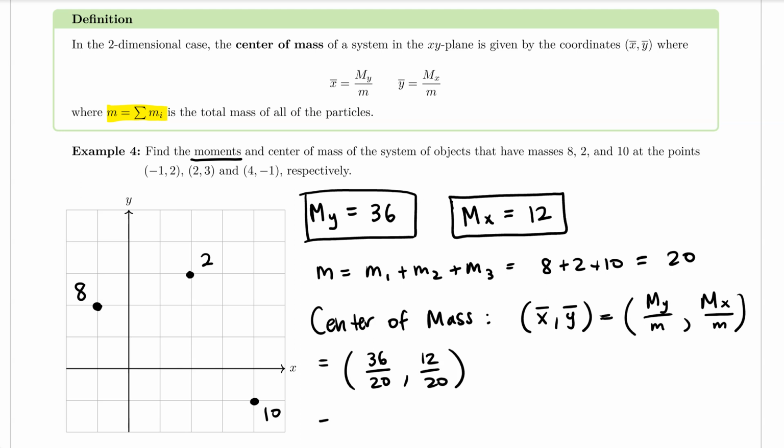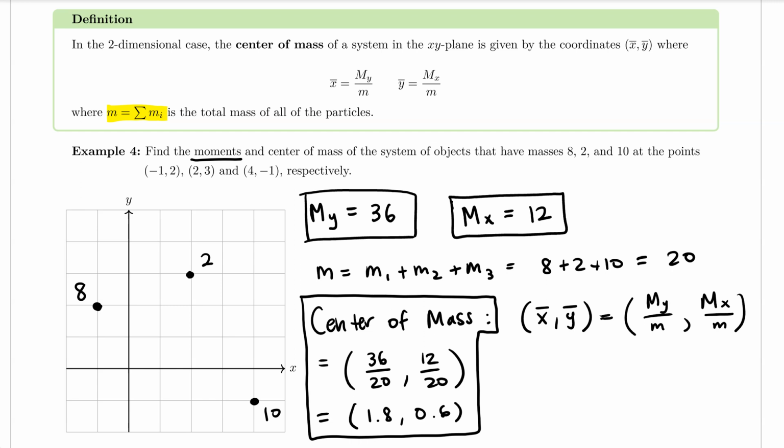And it'd probably be helpful to rewrite that in decimal form. So that's equivalent to 1.8 comma 0.6. So this here is our center of mass. I'm going to go ahead and plot that on our system now just so that we could have a visualization of that. So 1.8, 0.6 is about right here. This is x bar comma y bar, our center of mass.